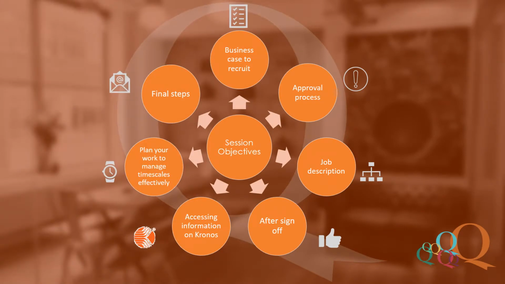In this session, we'll look at all the steps involved in the recruitment process. We'll start off with the business case to recruit, followed by having a look at the approval process. We'll also consider the job descriptions and look at what happens after sign-off. There'll be some instructions on how to access information on Kronos and consideration given to managing timescales before we finish the session by looking at the final steps.